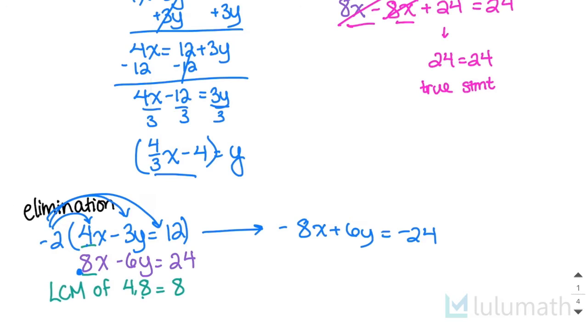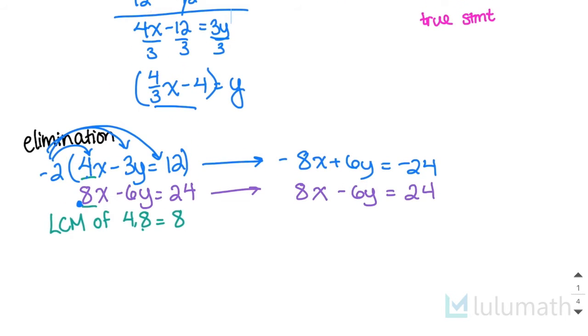Okay, the purple equation stays exactly the same. So I'll get 8x minus 6y equals 24. Well, I need to add these two together. So when I add them together, negative 8x and positive 8x cancel out to give me 0. Positive 6y and negative 6y cancel out to give me 0.